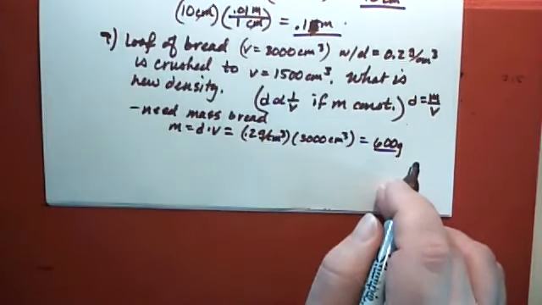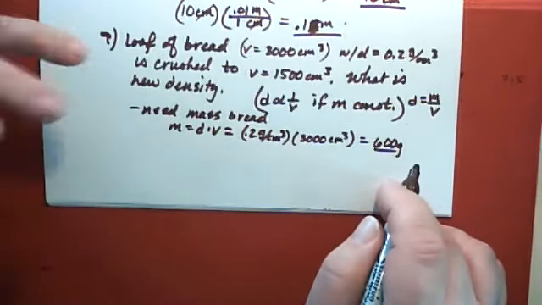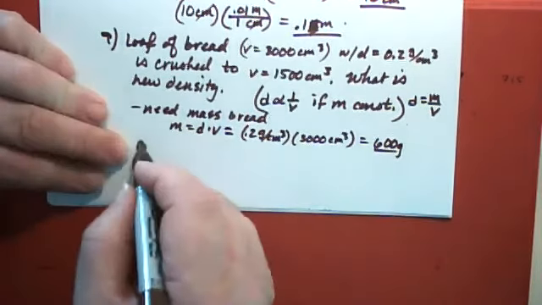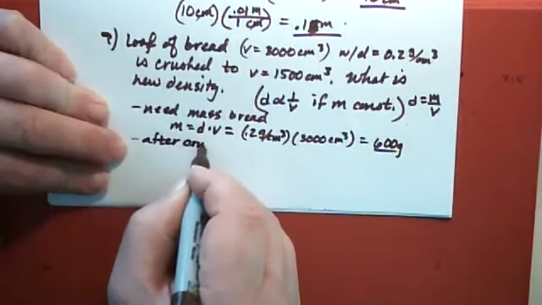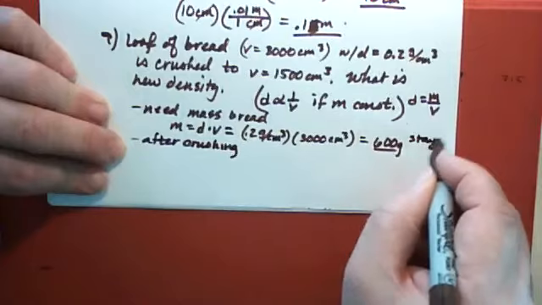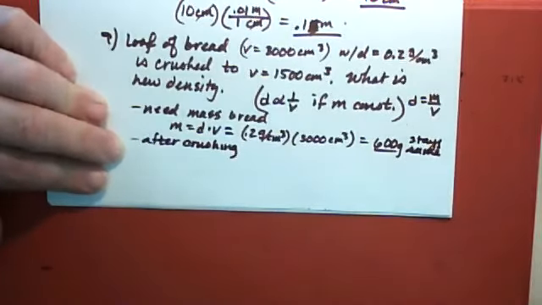Okay, the mass should not be changed by the crushing. You're just basically pushing the little bread particles closer together, but mass is the amount of matter that's in an object, and you're not tearing the bread apart. You're just making it smaller by crushing it. So the mass should stay the same. Okay, so the mass stays the same.